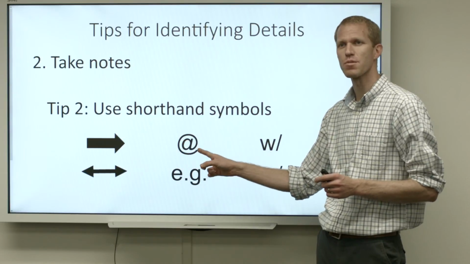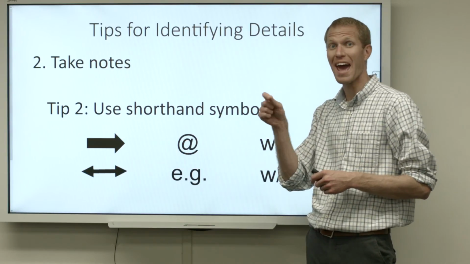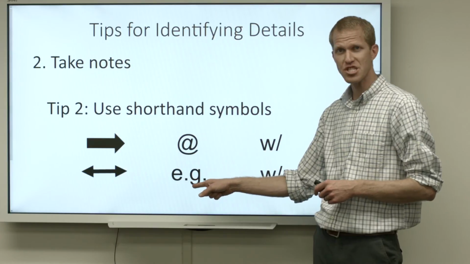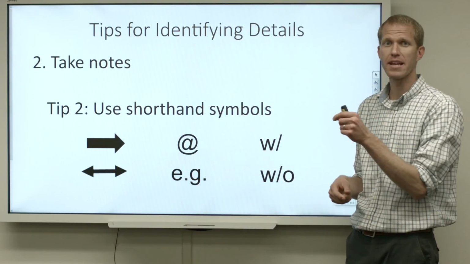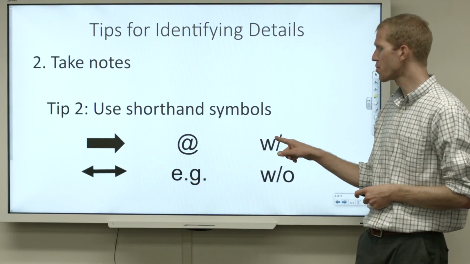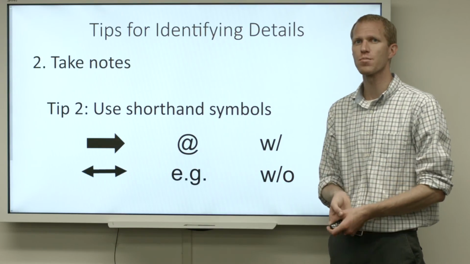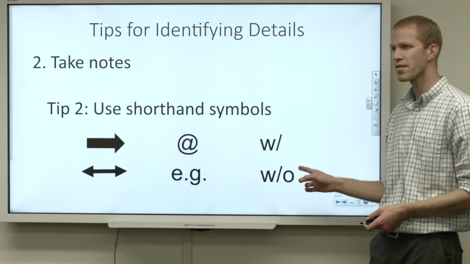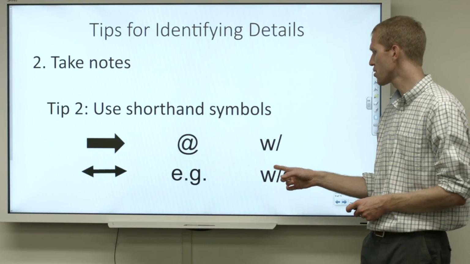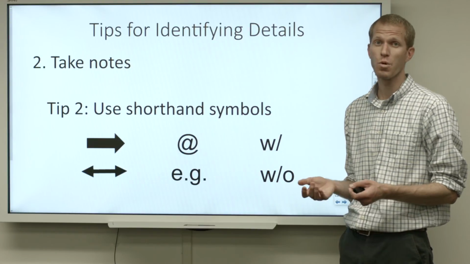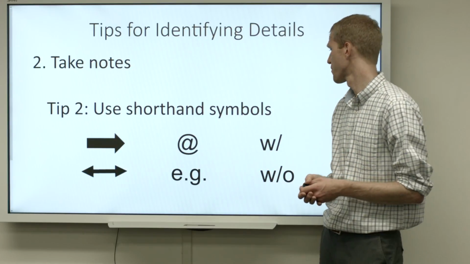You can probably guess this one. This is when I want to write the word at more quickly. E.g., when I need to write an example. W with a slash, that one stands for with. It's a faster way to write with. And can you guess what this one means? W/O? It's without, the opposite of with.